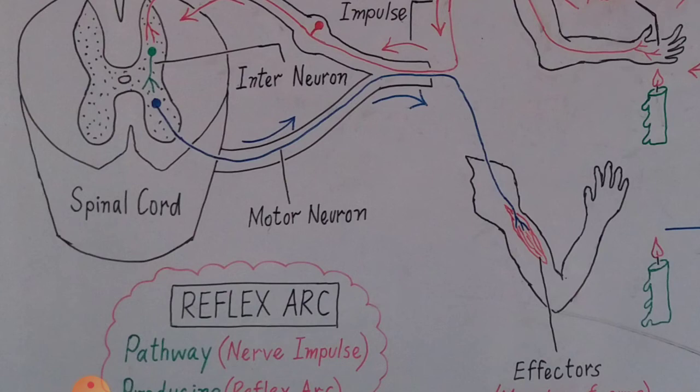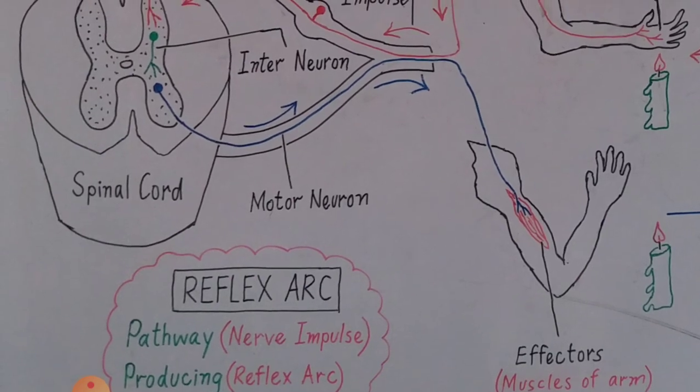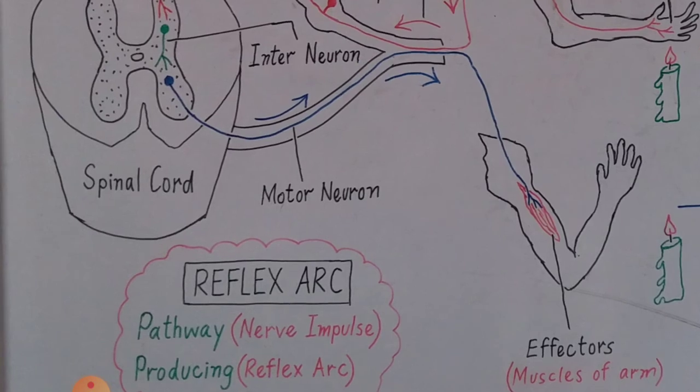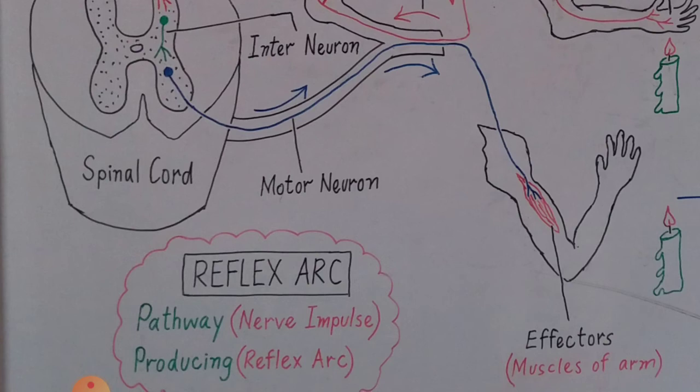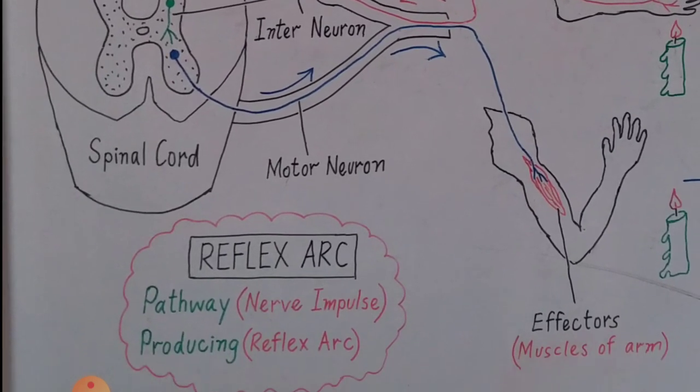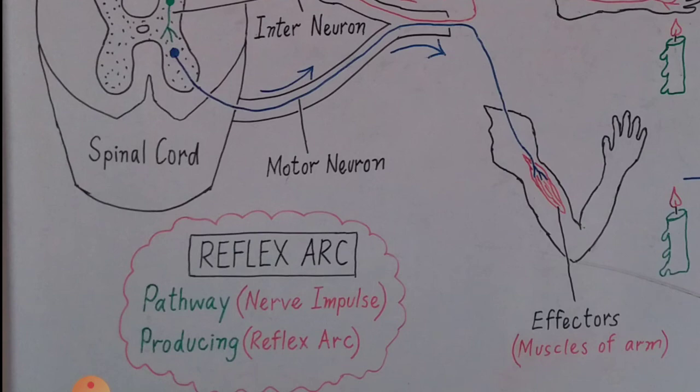So during the production of reflex action, a pathway is used, and this pathway is arc shaped. So this pathway is called reflex arc.